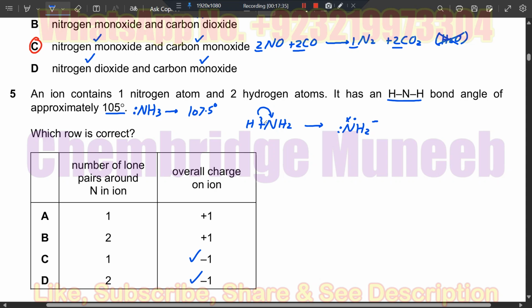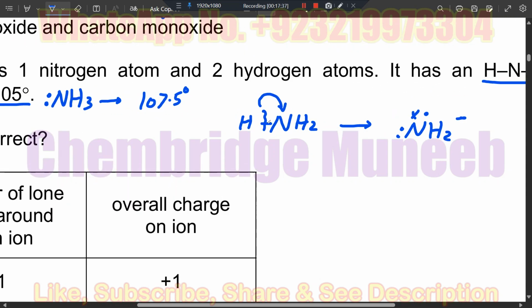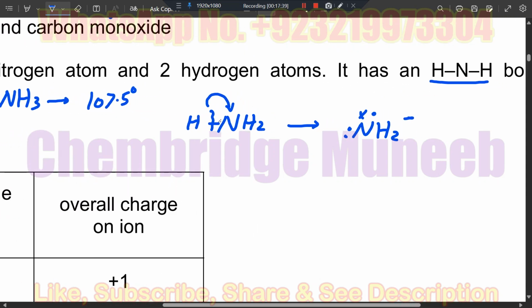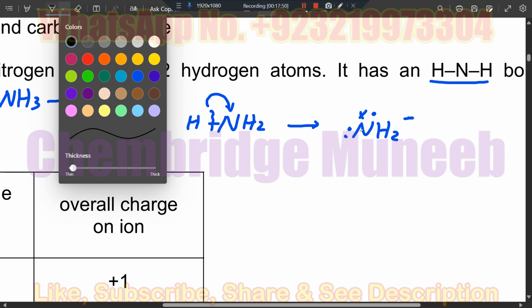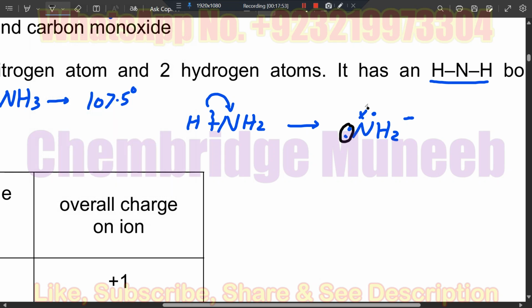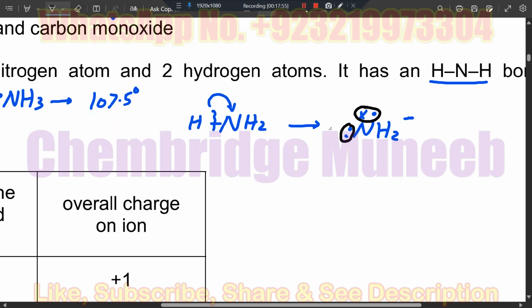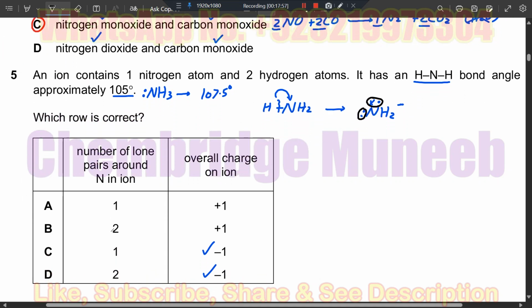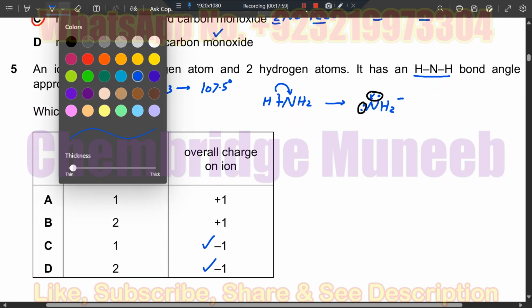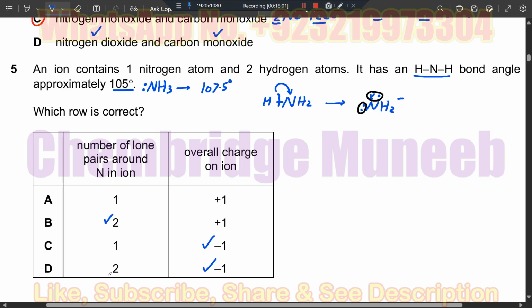Both electrons of this single covalent bond have gone towards the nitrogen. So 1 electron has gone back to the nitrogen, and the additional electron of the hydrogen is there on the nitrogen. So we can see that there are now 2 lone pairs here. So 2 lone pairs are present in this molecule. So the right option from the first column would be 2. As a result of this, the right option is D.